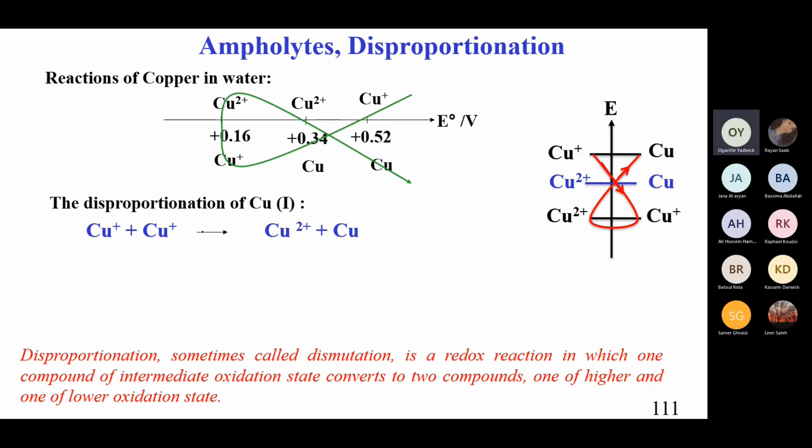And this type of equation is called a disproportionation or dismutation, where one species of copper with a certain oxidation number, in this case +1, becomes the same copper but one with a higher oxidation number, 2 plus, and one with a lower oxidation number, 0. Okay. Are we clear?